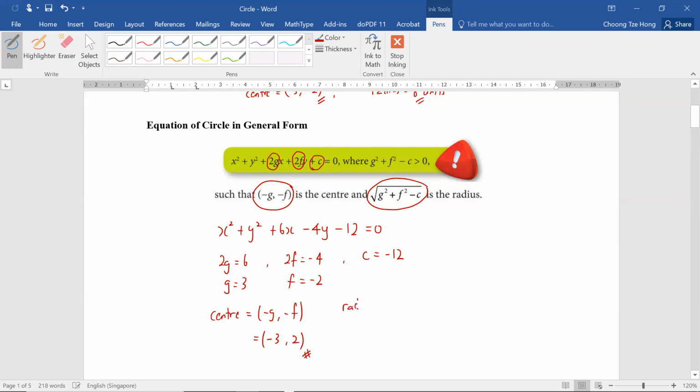Then let's calculate the radius. The radius is given by the square root of g squared, so g is 3, plus f squared, minus c. So minus negative 12. You've got to be careful at this part. Over here you have 9 plus 4, 13, 13 plus 12, so you get 25. So you get radius 5 units. Okay, so this is how you use the general form of the equation of a circle to find the center and the radius.